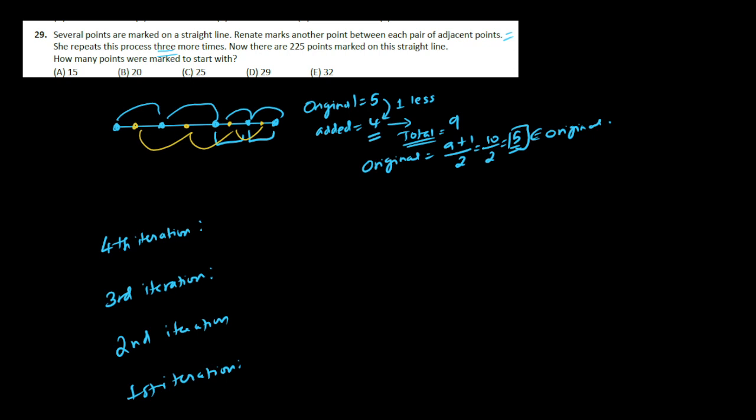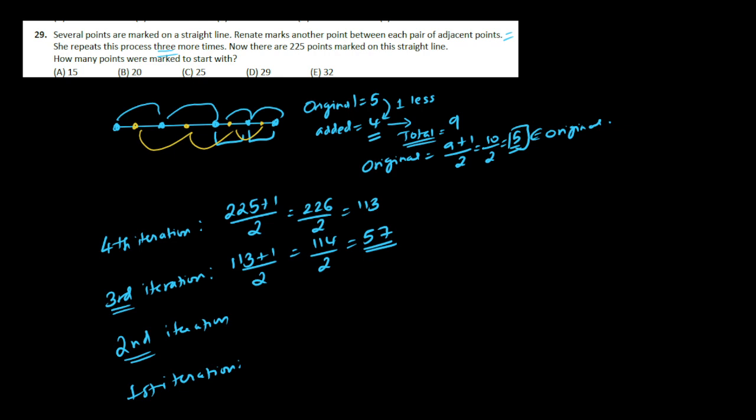The 4th iteration, she ended up with 225. So as I said, if you want to go back and find out what was there originally, add the 1 and divide it by 2. You will get 226 divided by 2 is 113, which is what she had before she started the 3rd iteration. So she started with 113. So if you want to go back and find out what was there in the 2nd iteration, add the 1 and divide it by 2, you will get 114 divided by 2 is 57.